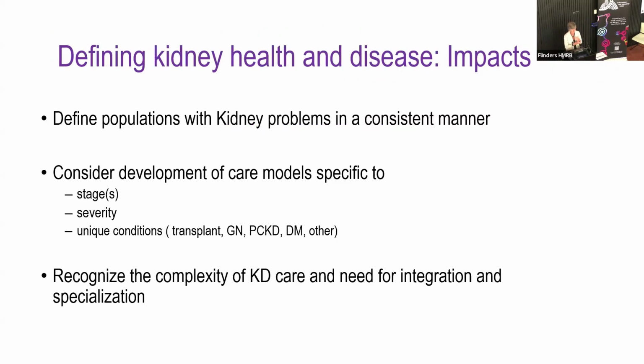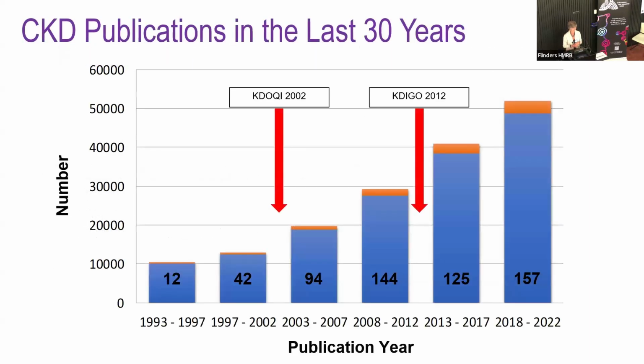So if we define populations with kidney problems consistently, and then we consider how you have a care model that's specific to that stage, where you sit on severity and any unique conditions you have, then you actually can figure out what best to do. And since we started defining CKD more consistently, it was 2002 that the first KDOQI guidelines were published with the new nomenclature. And in 2012, we updated it. And the increase in publications, because people could study it better, more consistently and understand it, I think has really been exponential. I should probably update this slide.